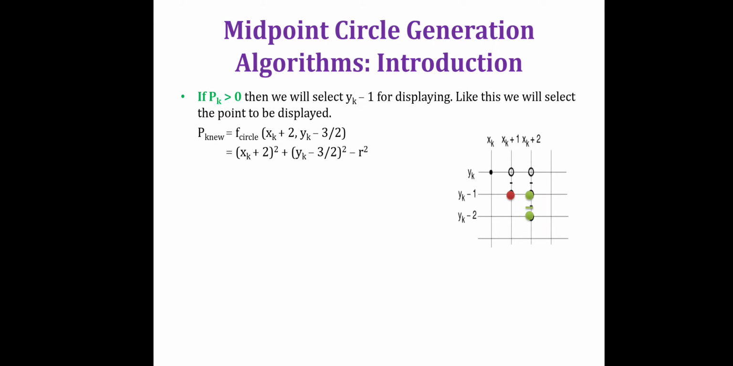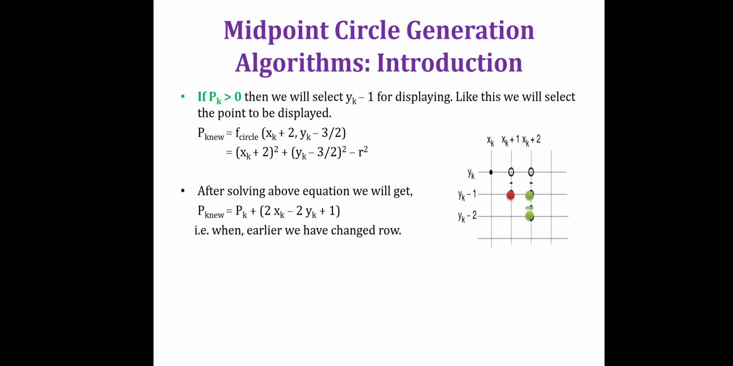then subtract pk from this pk new. Pk we have found before that. So you have to subtract that pk from this pk new, and after subtraction you can get that pk new is equal to pk plus 2 xk minus 2 yk plus 1. Okay. So here you can take 2 common, 2 times xk minus yk you can also take.